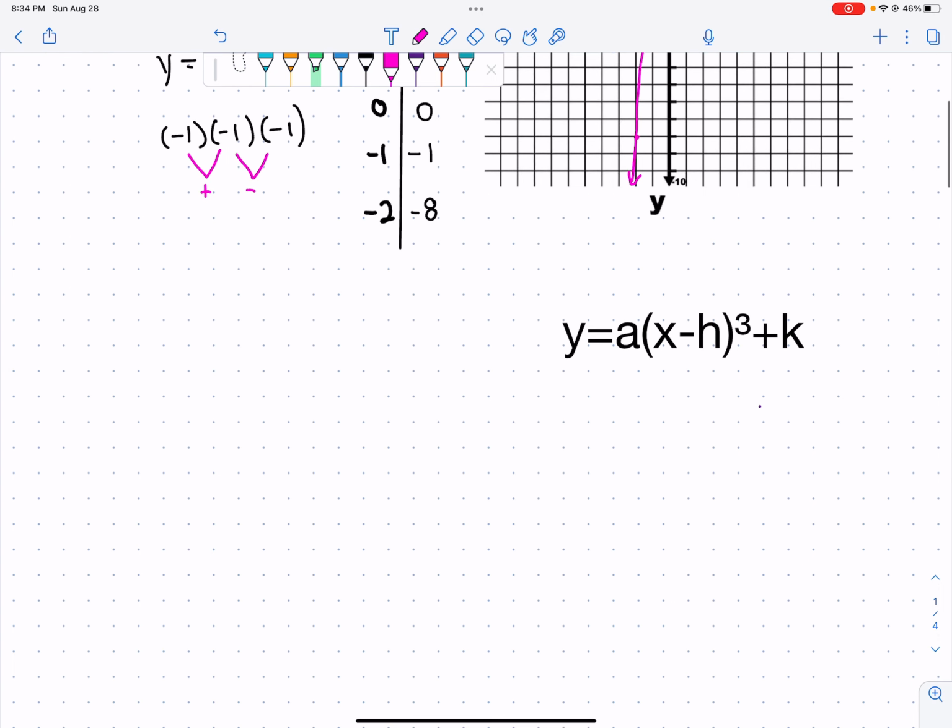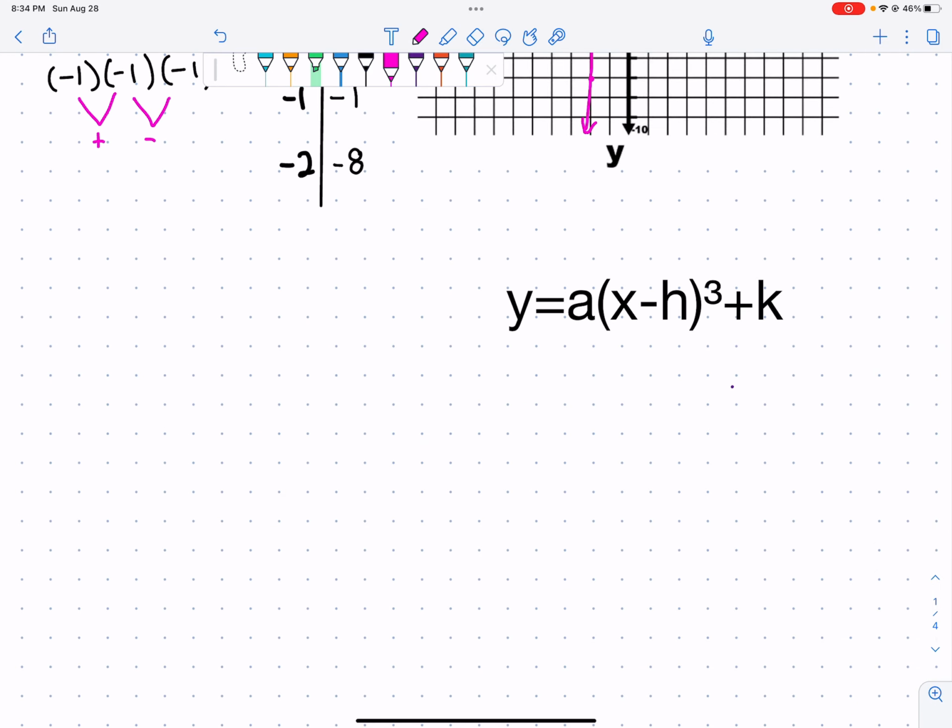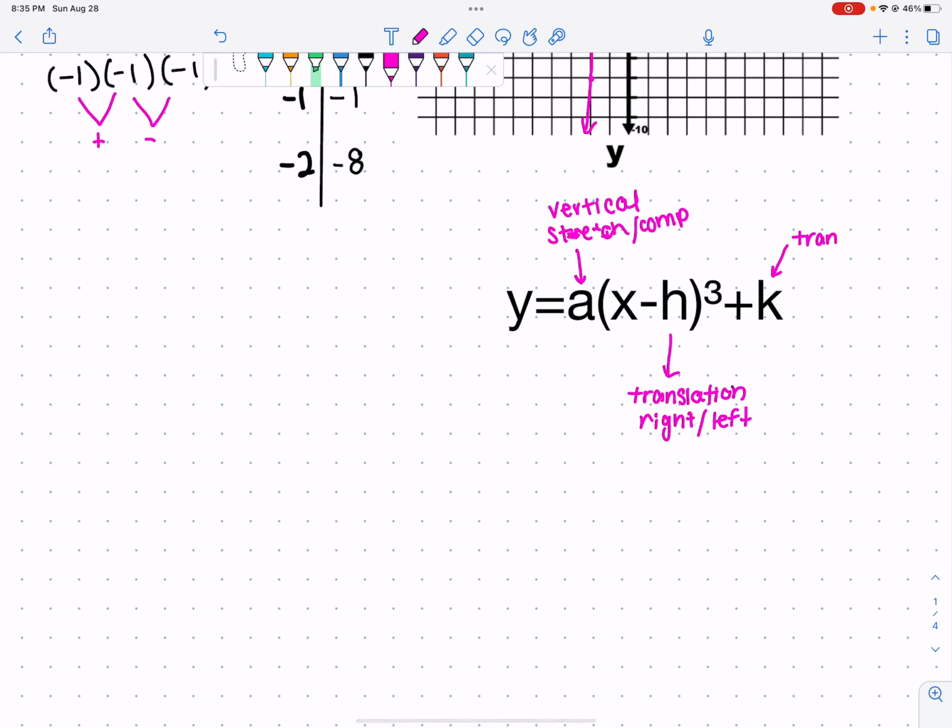Perfect. Now let's take a look at what our possible transformations could be, very similar to all the other functions we've looked at. We have our a, which is our vertical stretch and compression. We have our negative h, which is the opposite of what you think. So if it's negative, it's moving to the right. If it's positive, it's moving to the left. It's called a translation, right or left. We then have our k, and this is going up or down, so our translation up or down. And then finally, just like all our other functions, this a can either be positive or negative. So this means no reflection, and this means reflection over the x-axis.